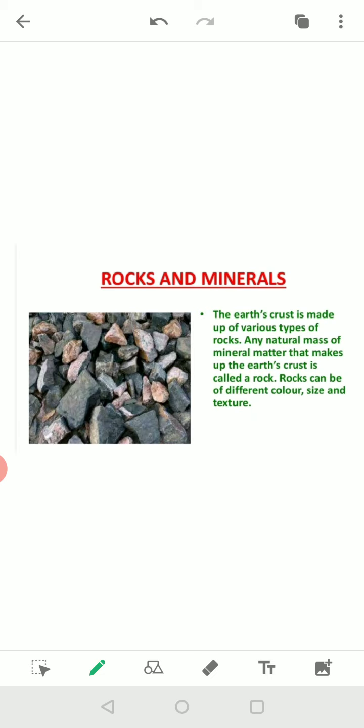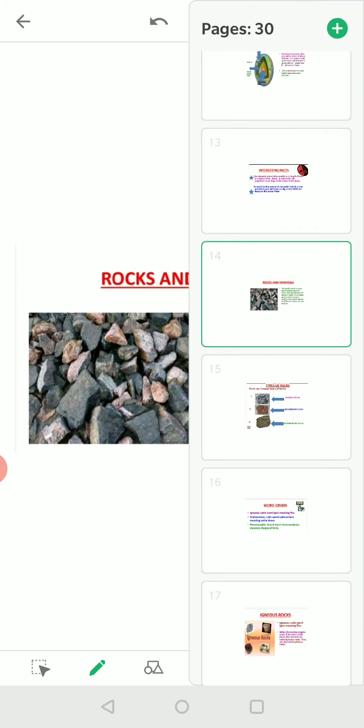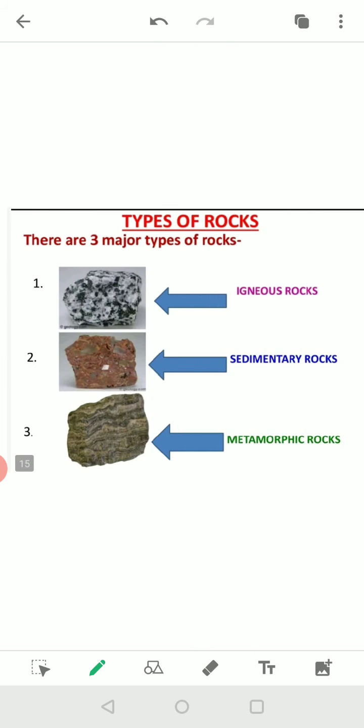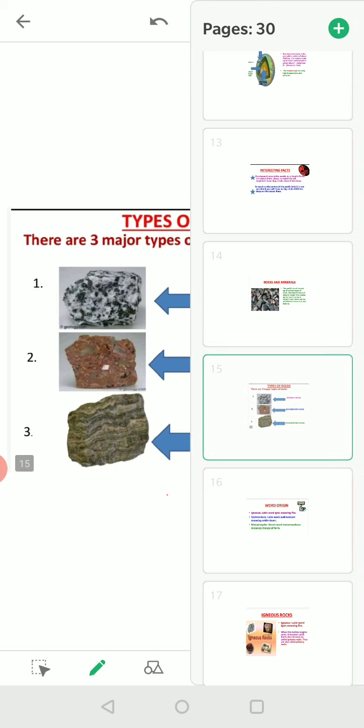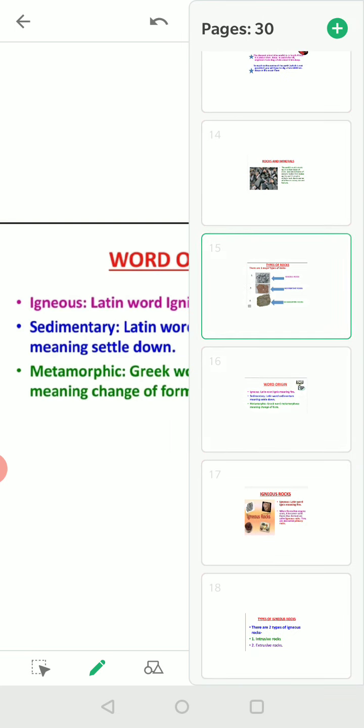You can see different textures, meaning different colors. Now, the types of rocks. Mainly the rocks are divided into three types: igneous rocks, sedimentary rocks and metamorphic rocks. Igneous means fire. Mostly these rocks are generated from volcanic eruptions. Then sedimentary rocks, I will explain in the next slide, and also the metamorphic rock.